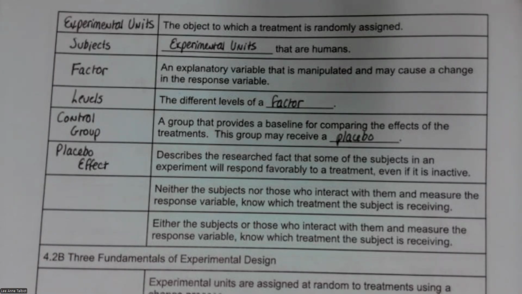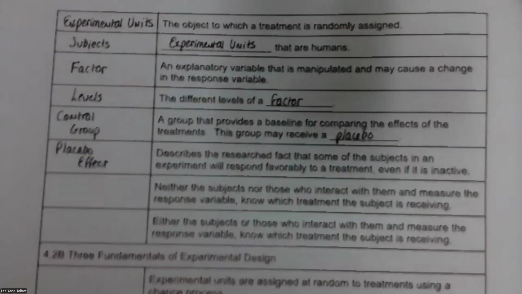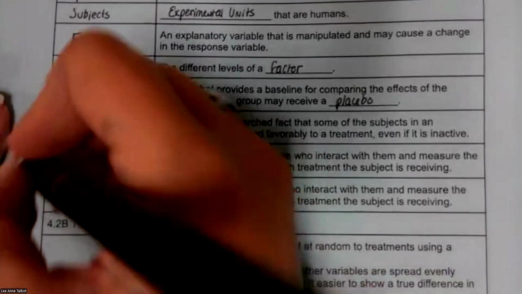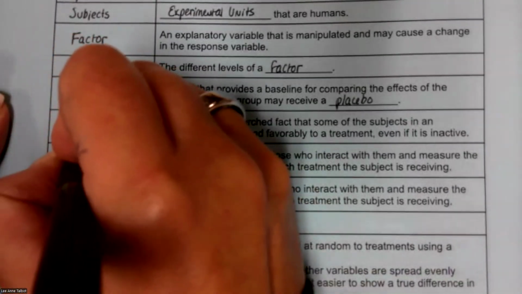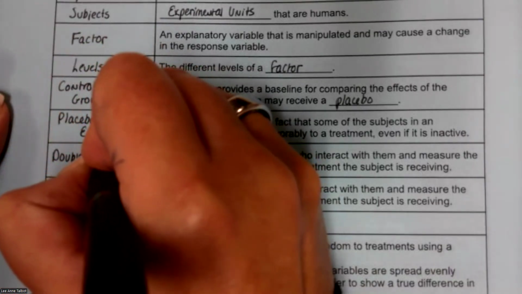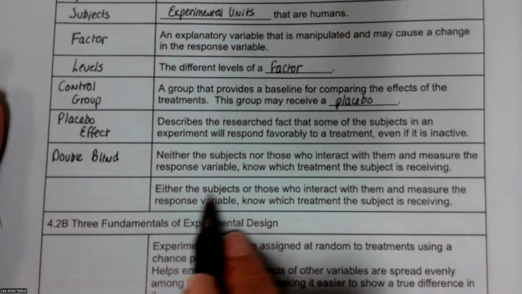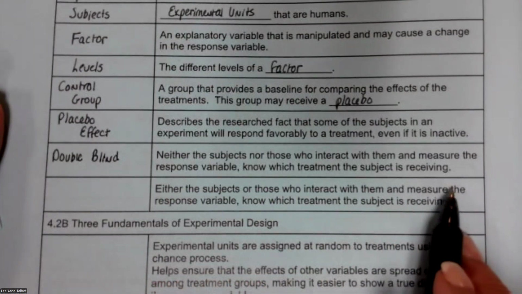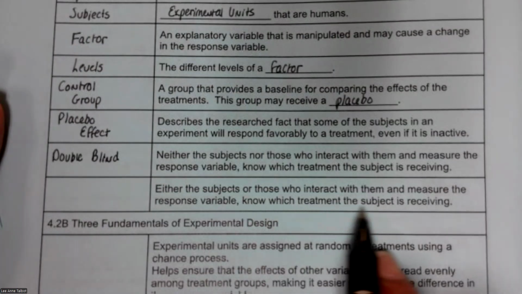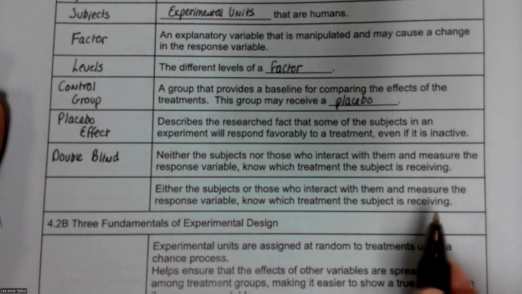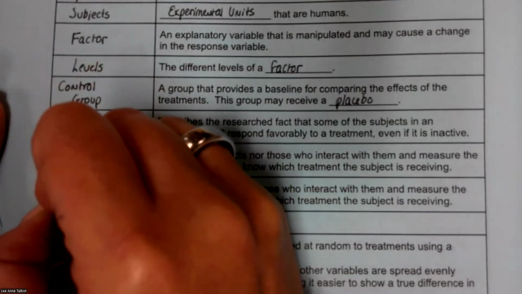It's weird. Anyway, neither the subjects nor those who interact with them and measure the response variable know what treatment the subject is receiving. It's double blind. Either the subjects or those who interact with them and measure the response variable know which treatment the subject is receiving. Single blind.